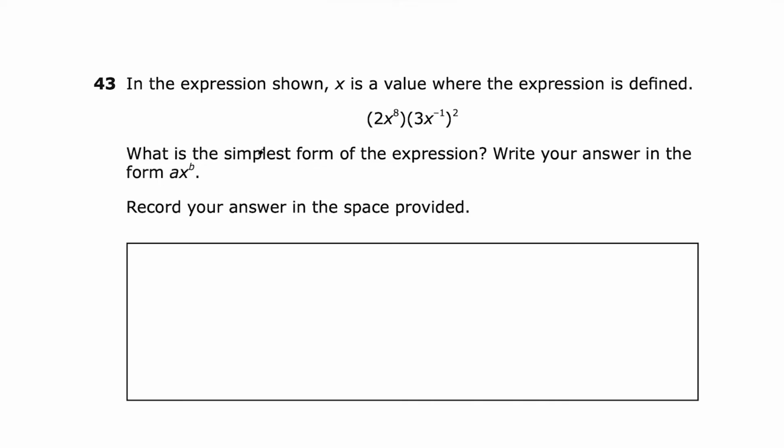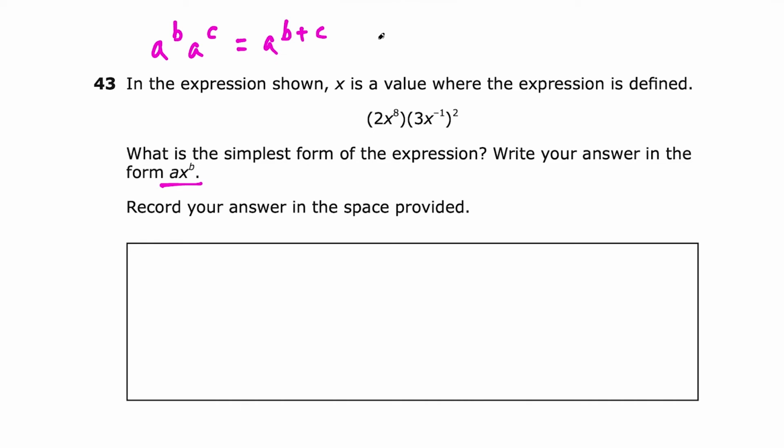And we want to know what is the simplest form of the expression. We want to write our answer in the form of ax to the b power. So for a question like this, we have to know the following exponent properties. If we have a to the b times a to the c, this is a to the b plus c.